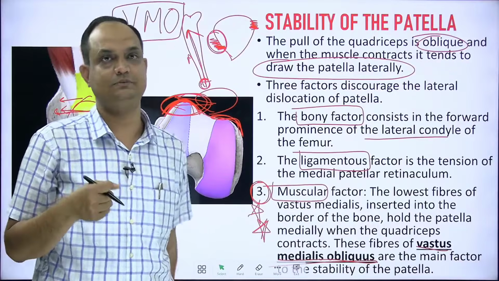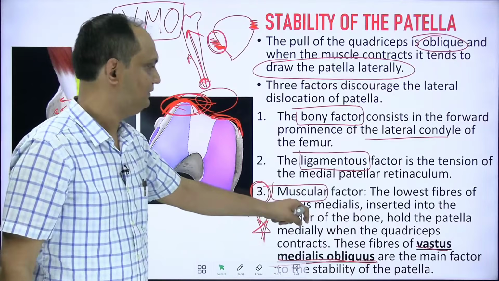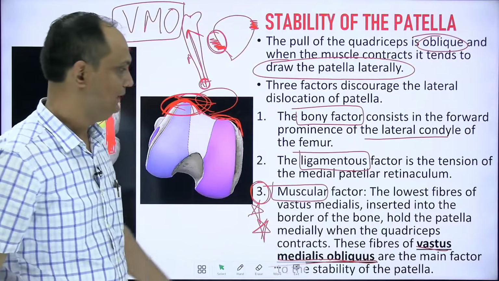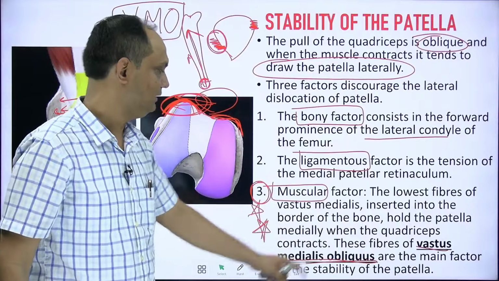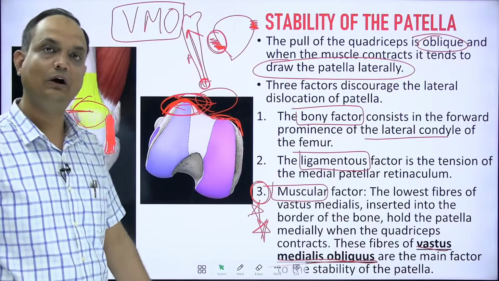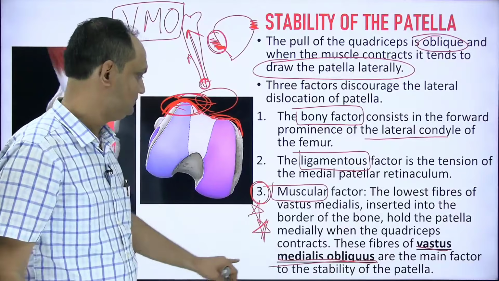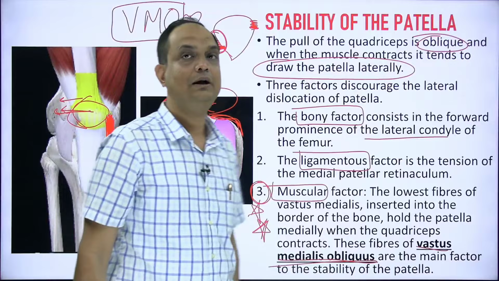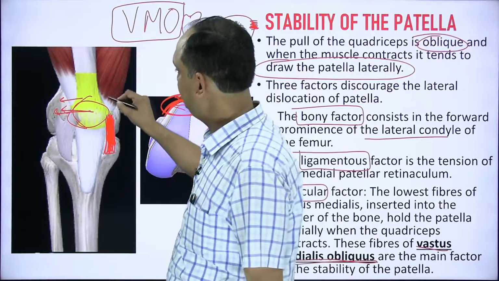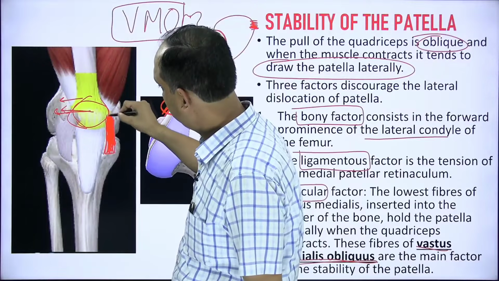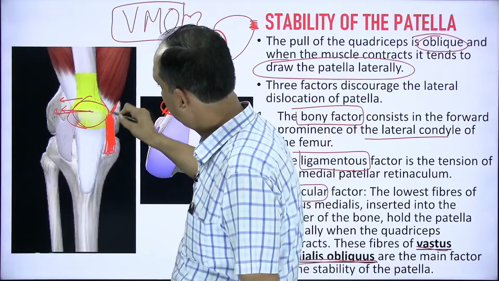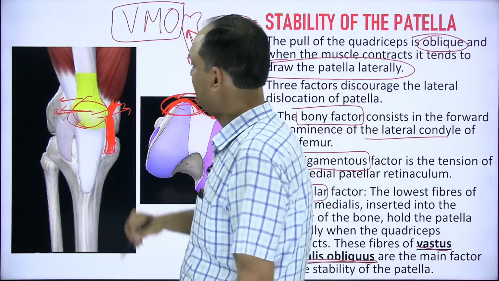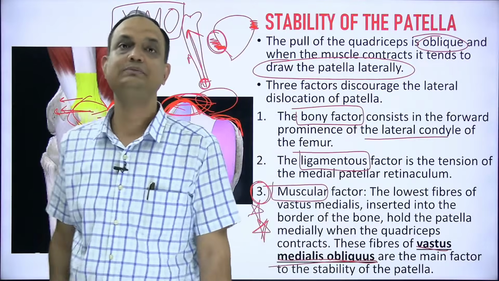its lateral displacement. So, the lowest fibers of the vastus medialis insert into the border of the bone, that is the patella, and hold this patella medially when the quadriceps muscle contracts, and these horizontal fibers are known as vastus medialis obliquus or VMO, which is a main factor to stabilize the patella in position. So, when you see this, this is the vastus medialis obliquus fiber, and these fibers pull this patella medially at the time of quadriceps contraction.